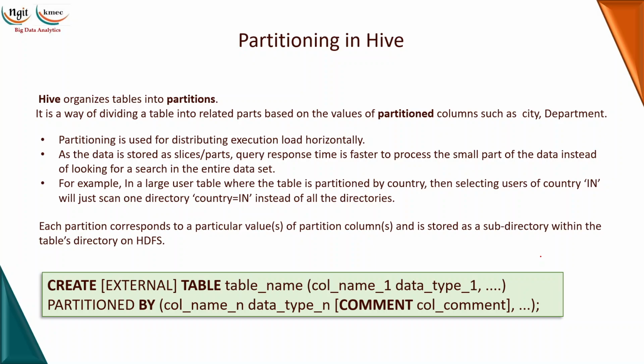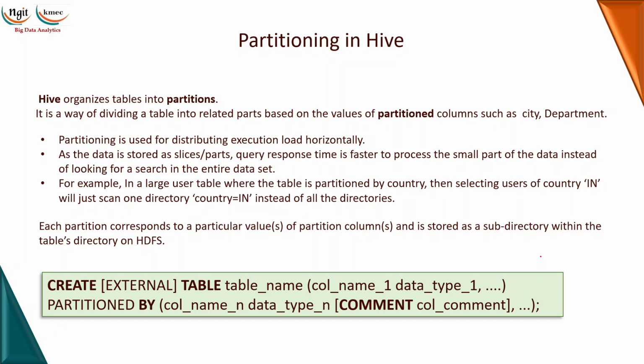Now, how can we create the partitions? Hive organizes the tables into partitions, which is a way to divide the data in tables horizontally and partition it into various folders based on the column and the value in that column. Partitions can be used to distribute the execution load horizontally. As I have explained, each type of the particular column value will be stored in one particular directory, and the data is stored as slices or parts.